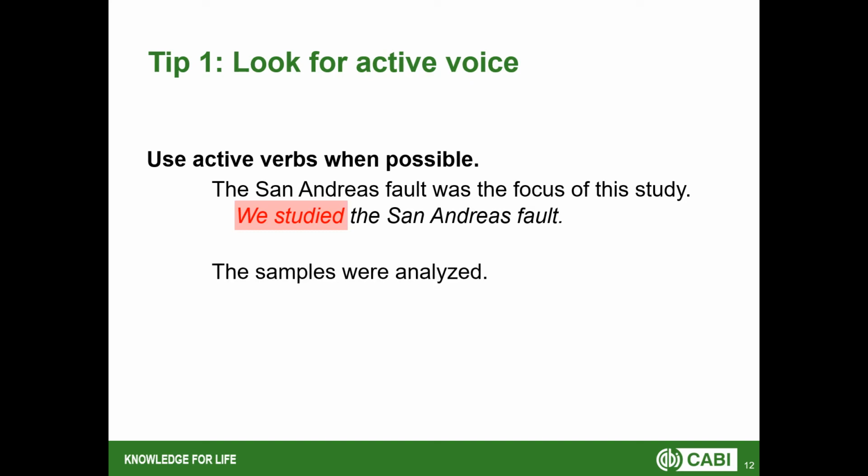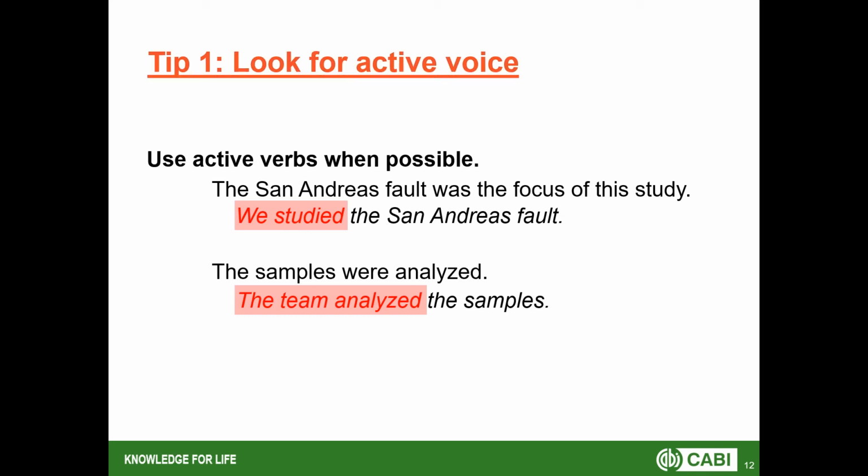In this example, the samples were analyzed. This is a passive voice verb. It's very short, but it doesn't have any agency or an actor for the verb. If you say the team analyzed the samples, that has the same number of words, but is more readable and comprehensible because it's an active verb and there is an agent for the action. So that's tip number 1. Look for active verbs. That's the thing to do. Active verbs and active voice.